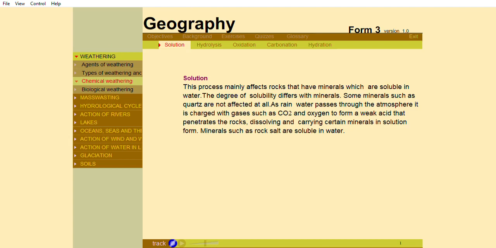Solution. This process mainly affects rocks that have minerals which are soluble in water. The degree of solubility differs with minerals. Some minerals, such as quartz, are not affected at all. As rainwater passes through the atmosphere, it is charged with gases such as carbon dioxide and oxygen to form a weak acid that penetrates the rocks, dissolving and carrying certain minerals in solution form. Minerals such as rock salt are soluble in water.